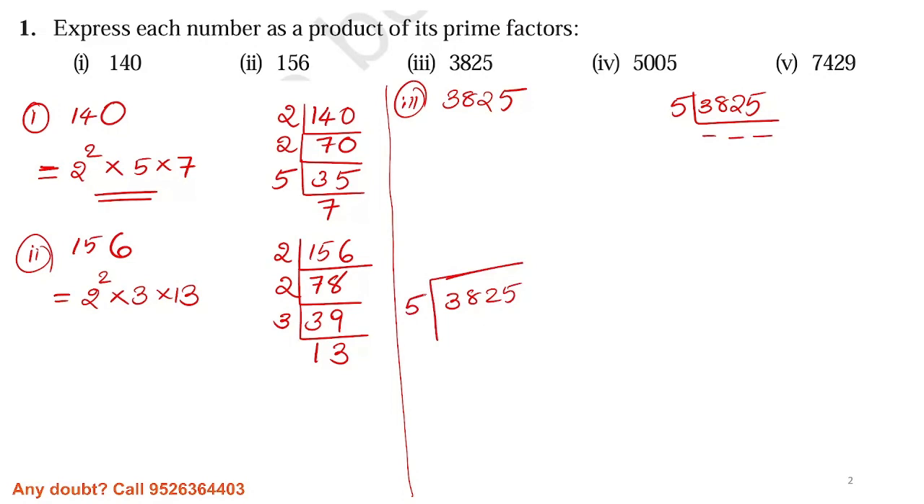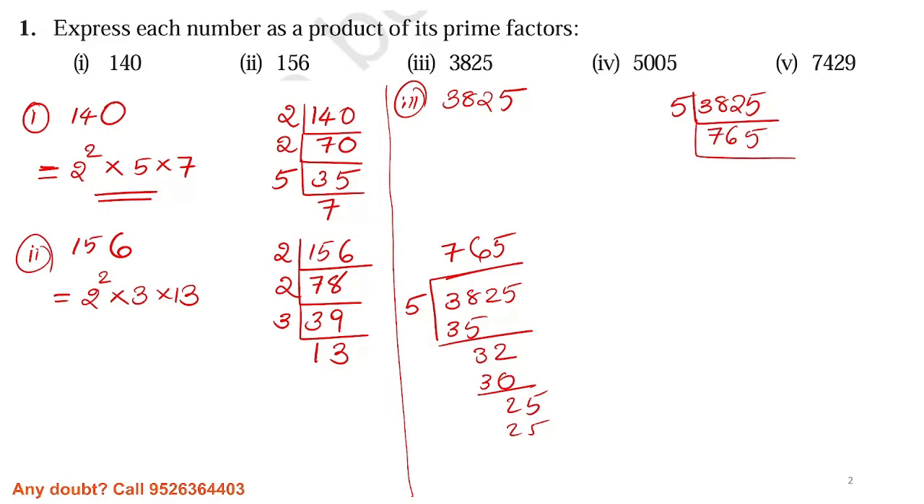Okay, no problem. 3825 divided by 5, 7, 35, 3, 2, 6. I will delete it. 30. So 3825 divided by 5, you will get 765.